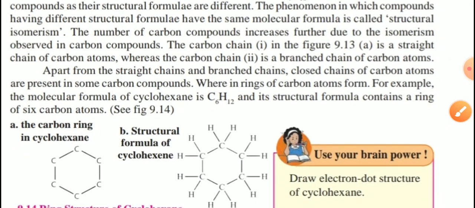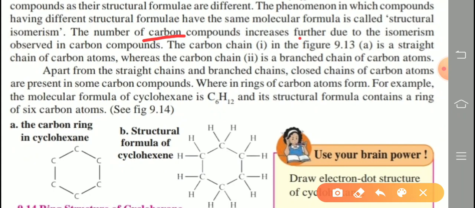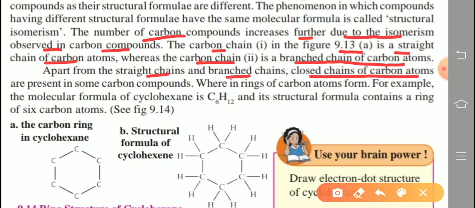Next, the number of carbon compounds increases further due to the isomerism observed in carbon compounds. The carbon chain 1, that is shown in the figure above, figure 9.13a, is a straight chain of carbon atoms, whereas in the second we learn carbon chain number 2 is called a branch chain of carbon atoms. Apart from the straight chains and branch chains, closed chains of carbon atoms are present in some carbon compounds, wherein rings of carbon atoms form, closed chain means ring chain.